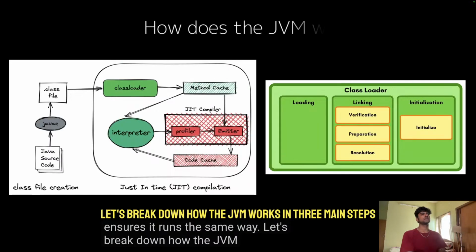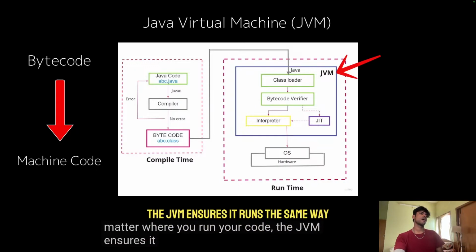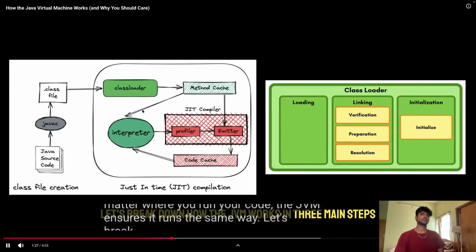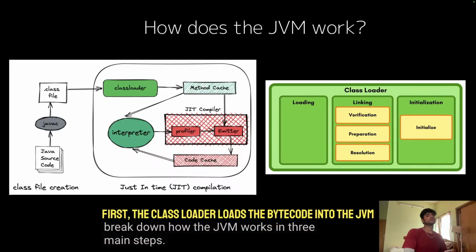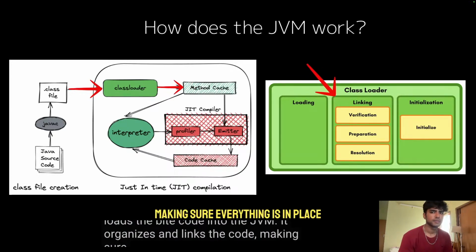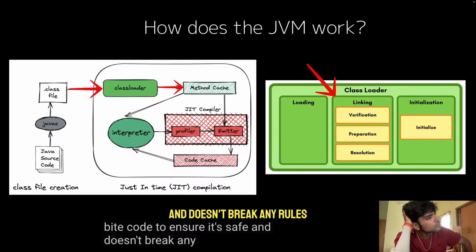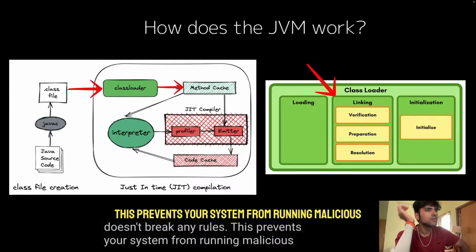Let's break down how the JVM works in three main steps. First, the class loader loads the bytecode into the JVM. It organizes and links the code, making sure everything is in place. Before running the code, the JVM verifies the bytecode to ensure it's safe and doesn't break any rules. This prevents your system from running malicious or incorrect code.